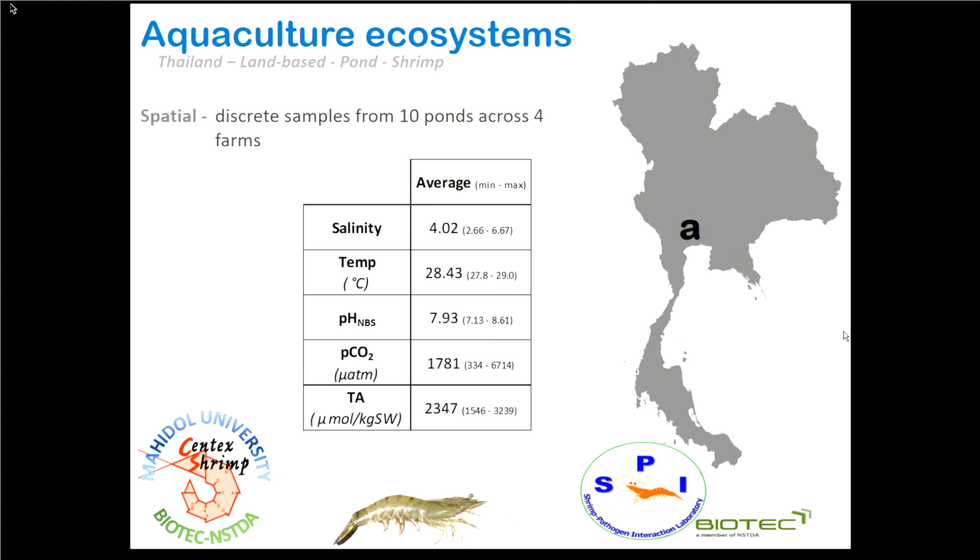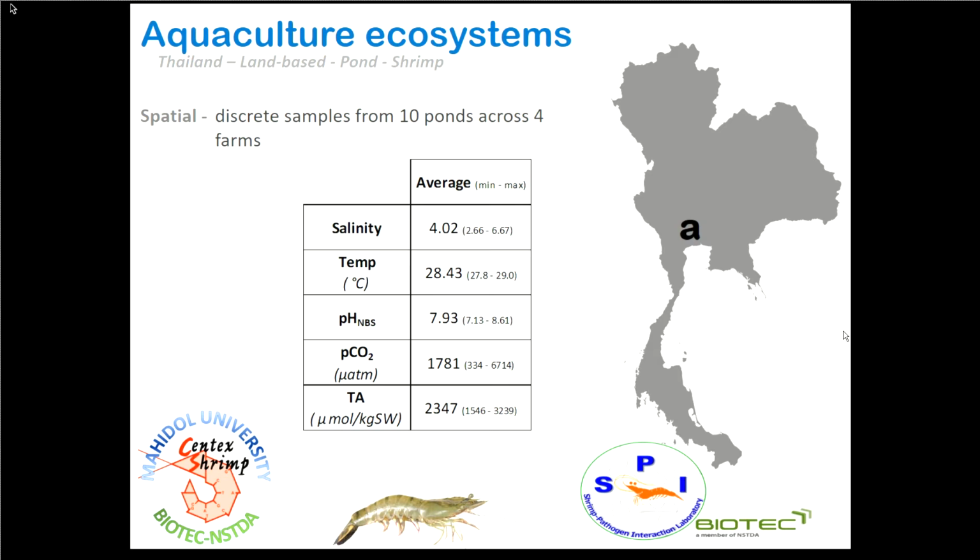Now, firstly, focusing on spatial distribution, this was something I undertook myself. So I sampled 10 ponds across 4 different farms. At each time of the day, it was always at noon, so the temporal variability shouldn't be that great. And then the difference here will be in terms of different chemistries or production levels within these different farms, so different developmental stages, for example.